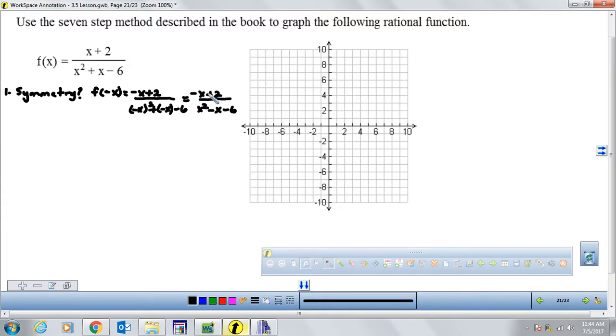Did the numerator change both of its signs? Nope. Did the denominator change all of its signs? No. So that means there is no origin symmetry either. So this problem has no symmetry. That's what we're going to say. There is no symmetry.